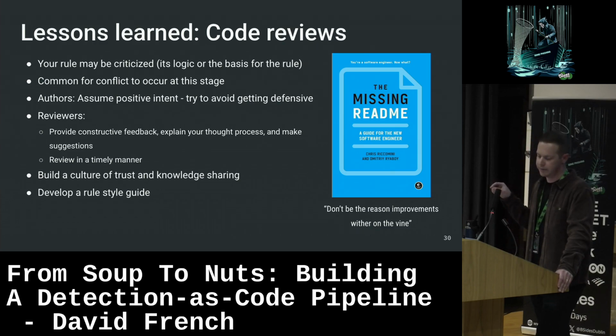So this quote from the book on the right-hand side has stuck with me over the years when it talks about code reviews. Don't be the reason improvements wither on the vine. It means, as a reviewer, insist on quality, but don't become this impassable barrier. Help people get their code merged. Don't expand the scope of the change that's being proposed. Don't let disagreements fester. So yeah, it's got some really good points. Highly recommend it if you're new to this stuff.